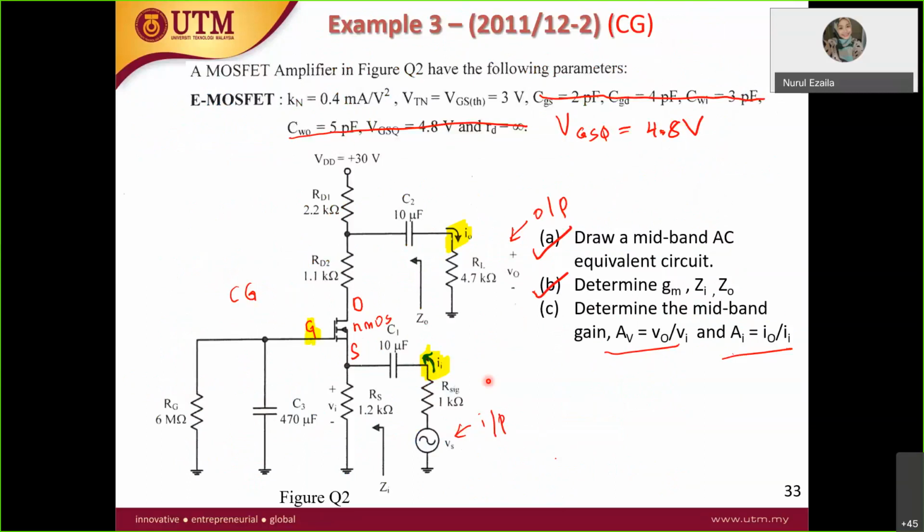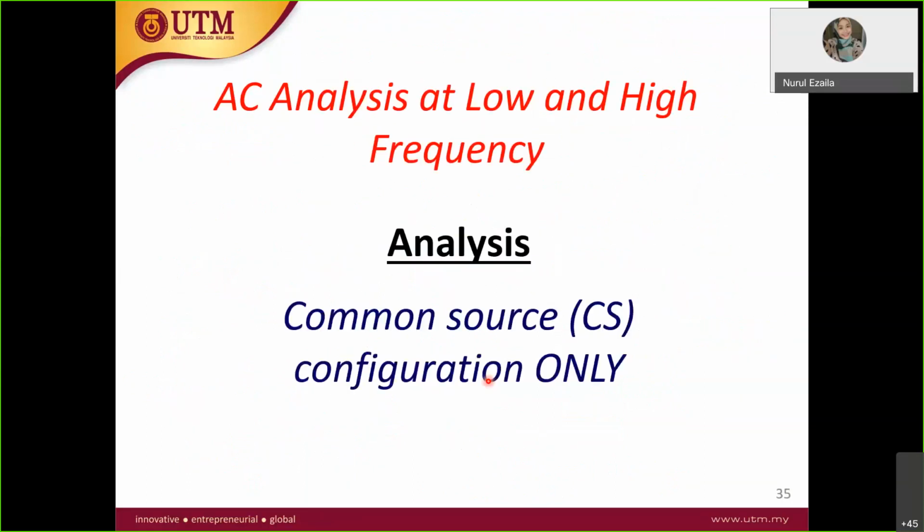Why I have to show this is because we need to look at the example in order to understand. Now on the low and high frequency. Like I said, the low and high frequency analysis is only for the common source. If you still remember from the BJT last time, to find the frequency at low and high, there will be two separate analyses.